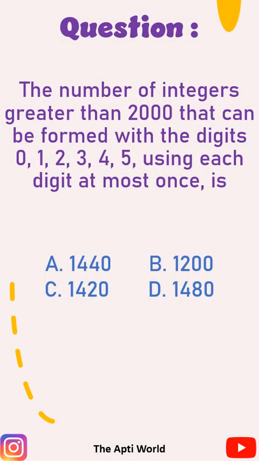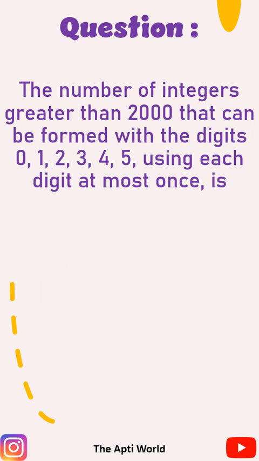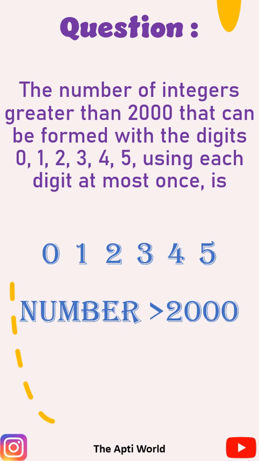Question of the day. The number of integers greater than 2000 that can be formed with the digits 0, 1, 2, 3, 4, 5, using each digit at most once, is. So, we need to form numbers with the help of 0, 1, 2, 3, 4, 5, and the number should be greater than 2000. Here, at most once means the repetition is not allowed.